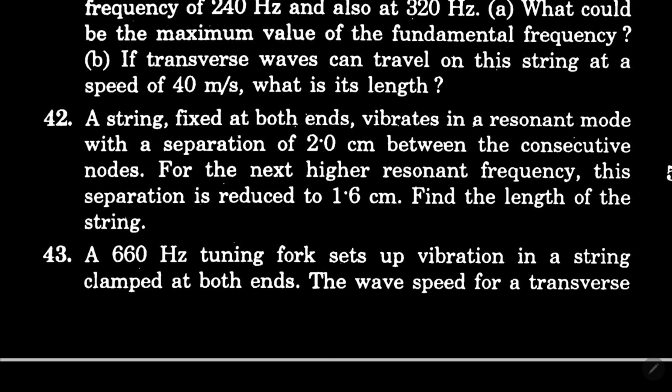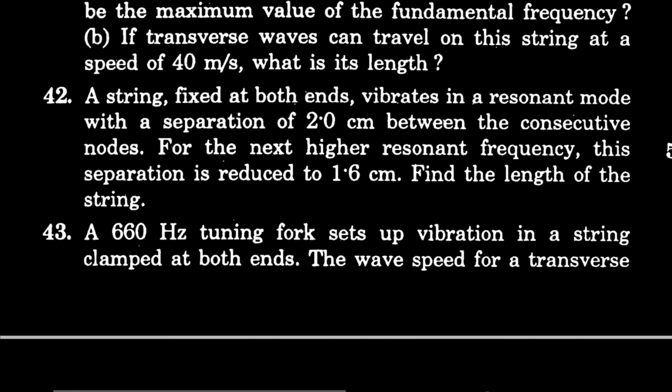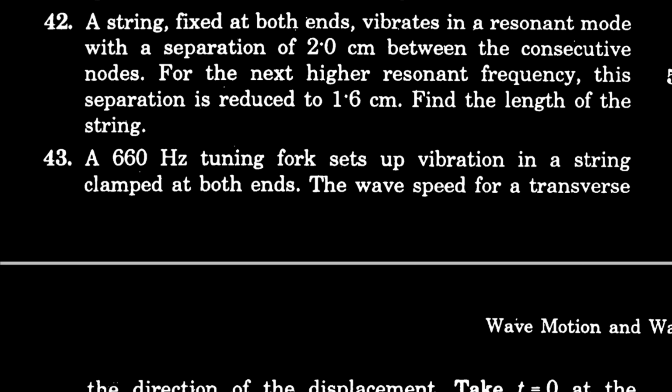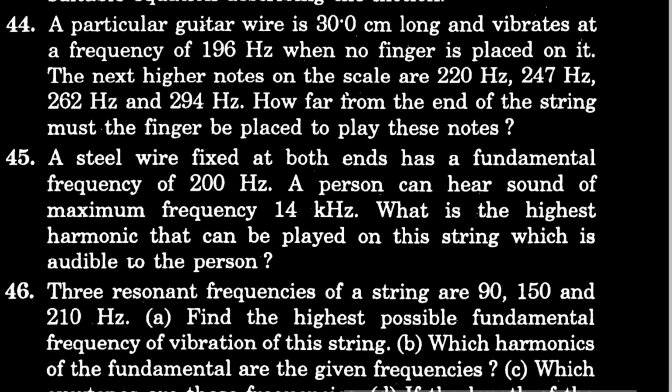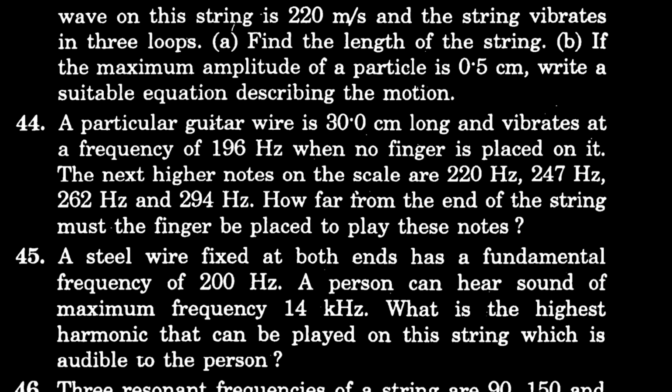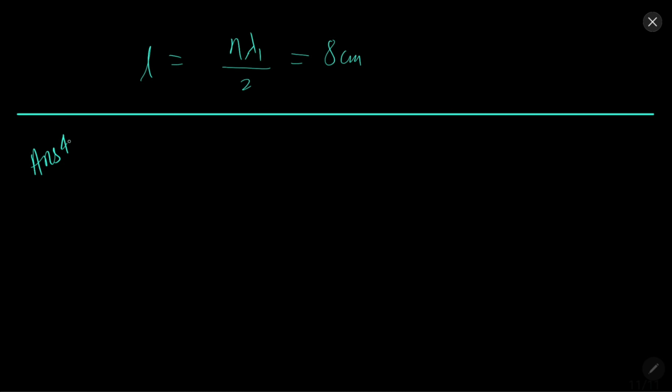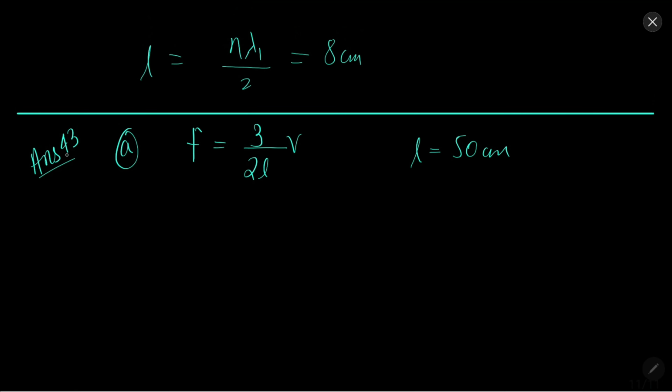In question 43, we have this 660 Hz tuning fork. The wave speed for transverse wave is given to us. We need to find the length of the string. If maximum amplitude of particle is 0.5 centimeter, also write a suitable equation. Solution 43. So A part, frequency will be 3 by 2L into V. So from here L will come out to be 50 centimeter.